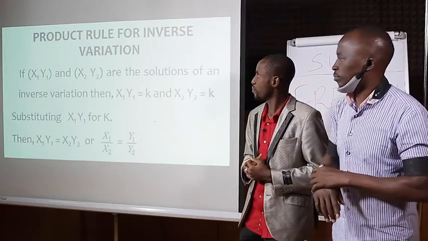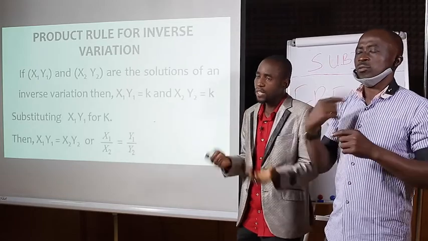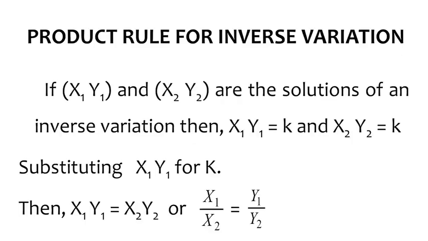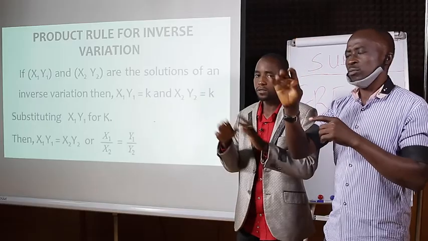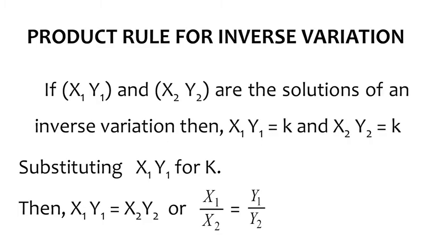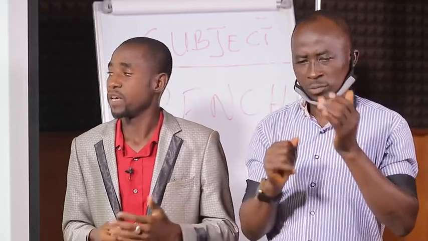Then we have seen the product rule for inverse variation, where we said, in general, the product rule or the formula is x1 y1 equals x2 y2. That is the general rule or the general formula for product of inverse variation. Then we have also solved a problem under the product rule for inverse variation, which I believe you can be able to do.